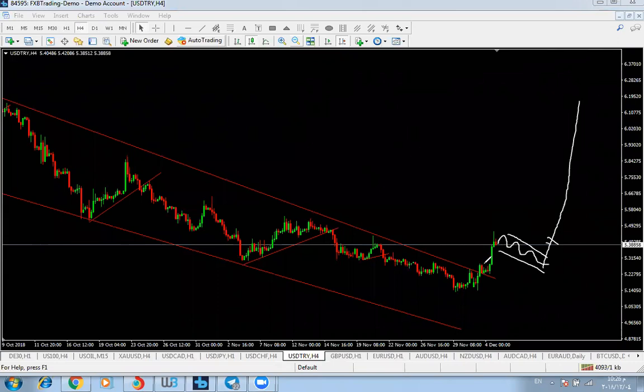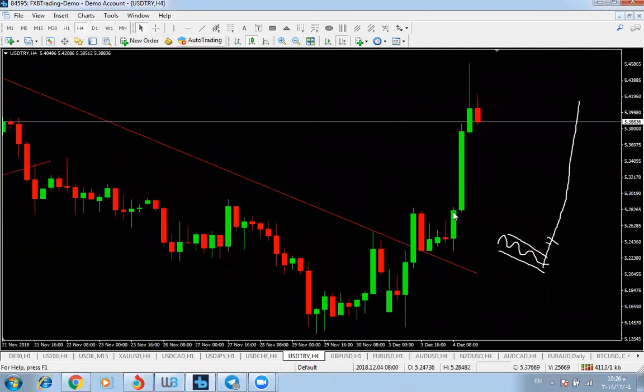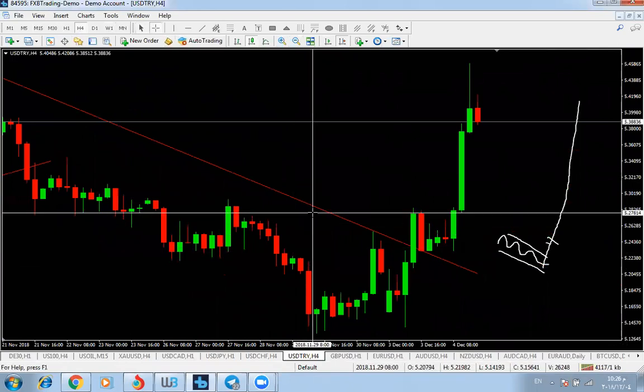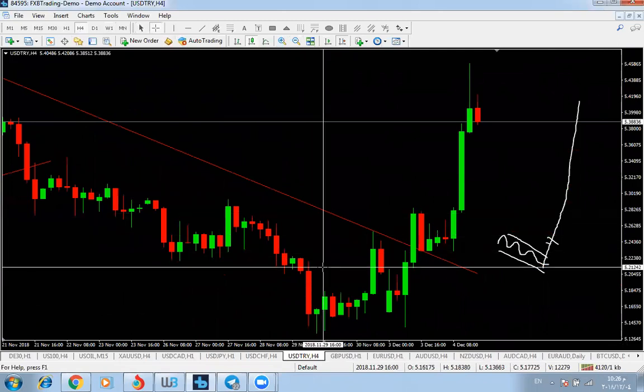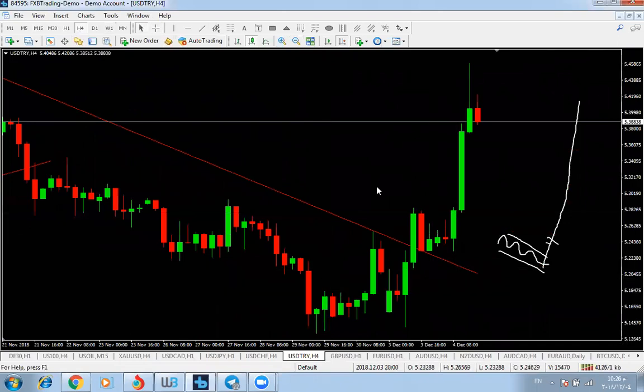For me, I have entered from out of the triangle after I have seen this first 4-hour close out of this triangle. I have entered right there. And my stop loss typically should be after this. I will show you in colors. I have entered after I saw this 4-hour candle closing above this descending wedge, and my stop loss was below this area, just below this breaching candle to the upside.